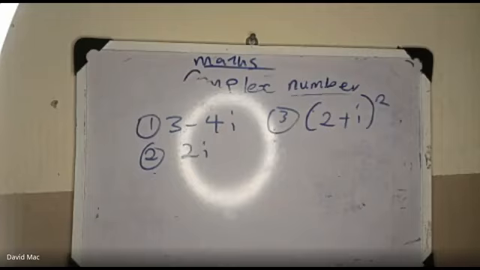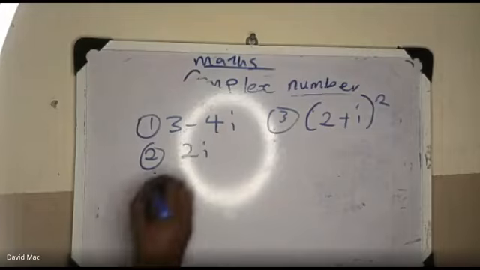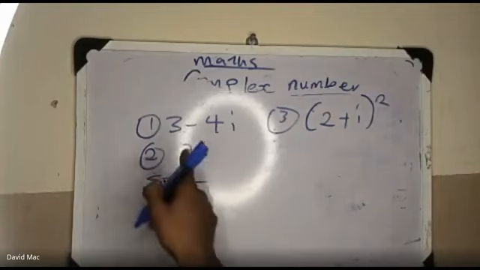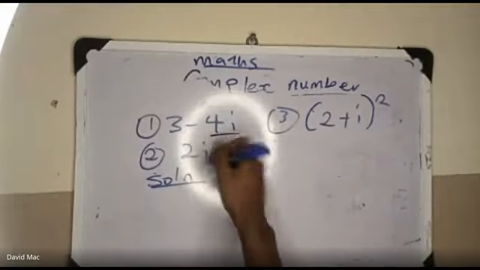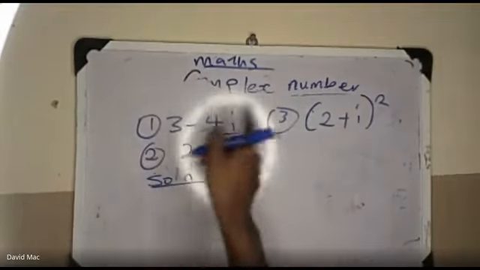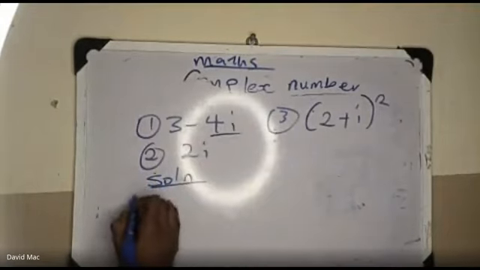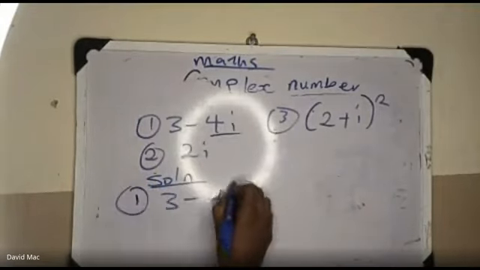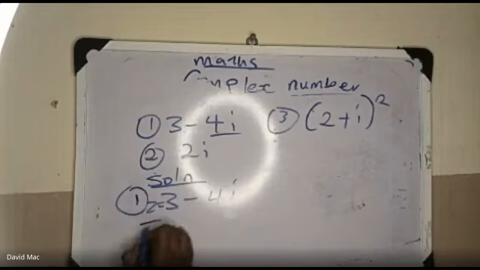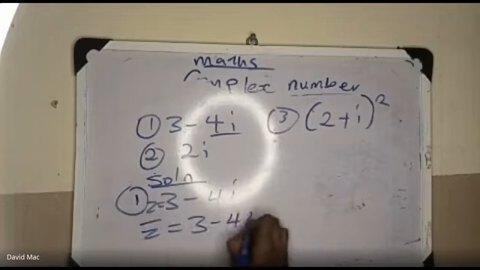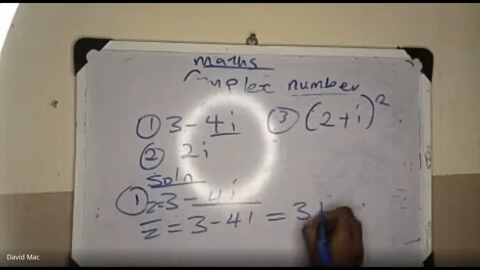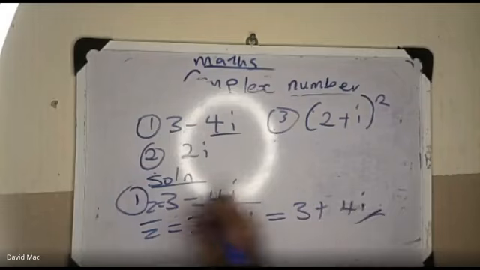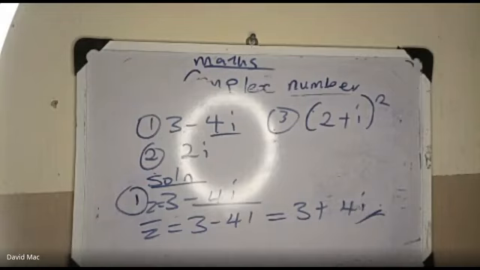Very, very simple. If we want to solve the first one, remember I said you are only changing the sign in front of the imaginary part. So number 1, 3 minus 4i, which is your z, the conjugate is z bar, which is 3 minus 4i with a bar on it. So you change this minus to a plus. It will be 3 plus 4i. This is the conjugate of this number. Is that clear?